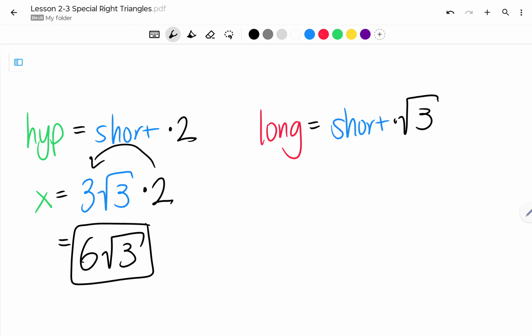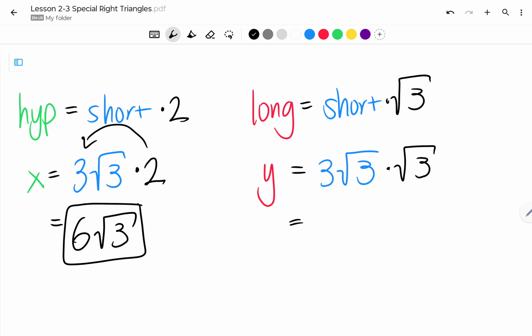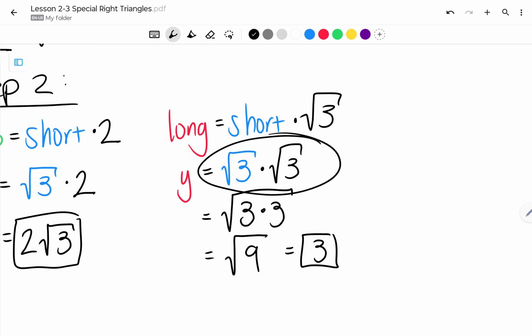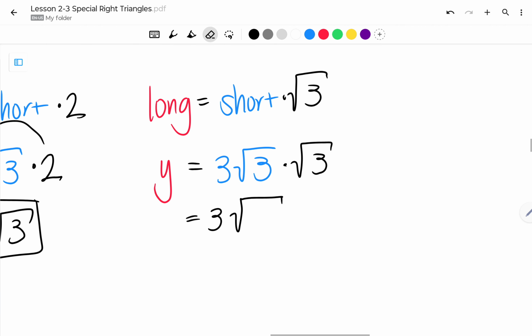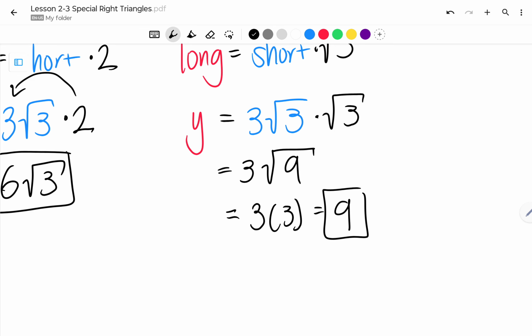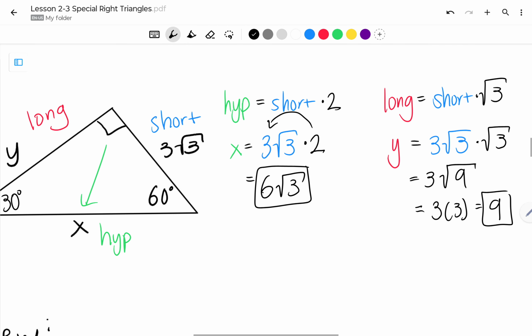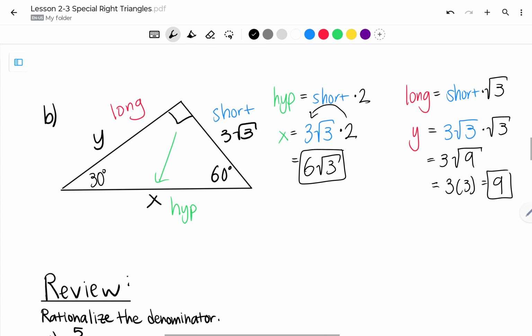What about y? The long side is y, 3 square root 3 times another square root 3, right? So now you can multiply them together. 3 square root of 3 times square root of 3. Again, I'm going to skip this step. At this point you should know that turns into just square root of 9, okay? Square root of 9 turns into 3. So 3 times 3 is 9. So y is 9. X is 6 square root 3. Okay.